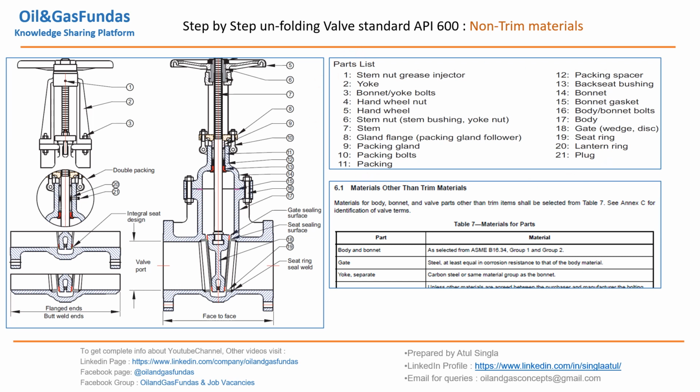Whatever things are non-trim items, API 600 talks about each and everything in this Table 7 and talks about what kind of material we are going to use. So this is a very important table and we have to refer to it while preparing our data sheets. It is very useful while deciding the material type of valve body and other non-trim items.